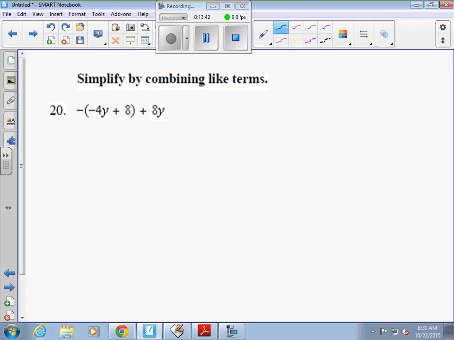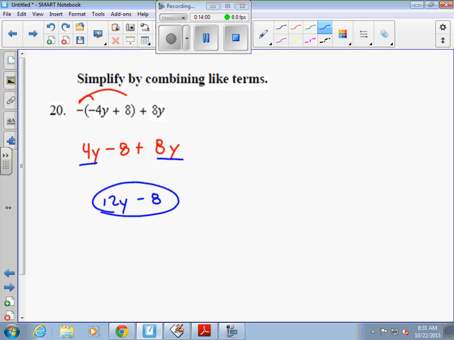Then number 20, simplify by combining like terms. This negative has to be distributed. Negative times a negative, positive 4y. Negative times a positive, negative 8. Plus 8y. Combine your like terms at this point. 4y and 8y, 12y minus 8. Can't put those two together, not like terms.